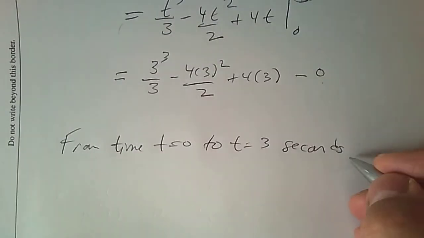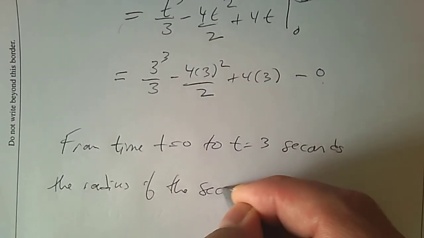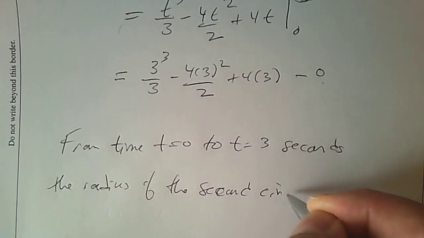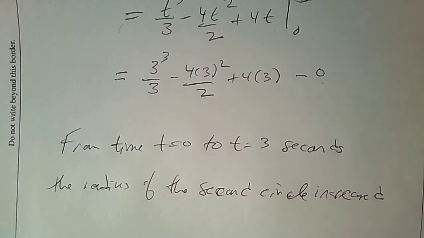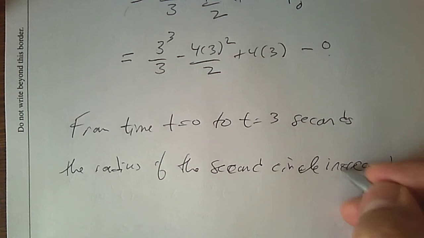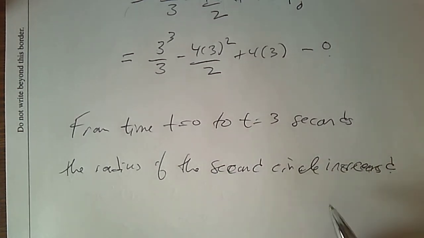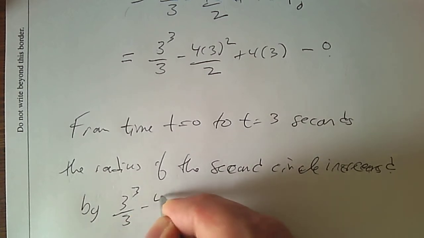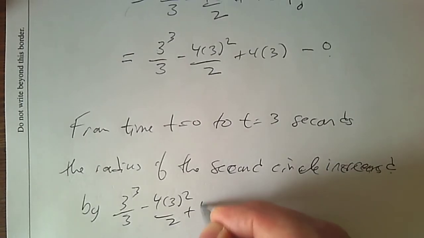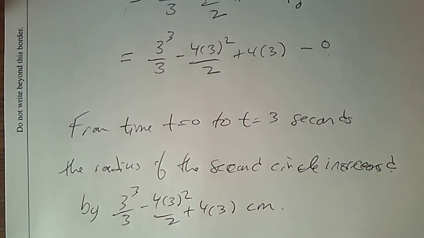Here we go. The radius of the second circle increased by, and you can just write all of this down, not simplify it, and then write down centimeters at the end. And that's it.